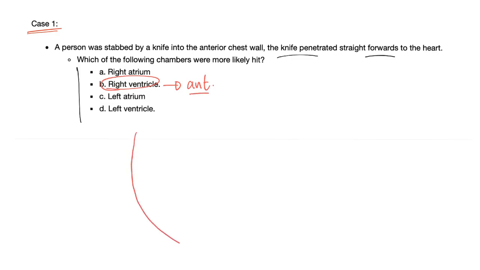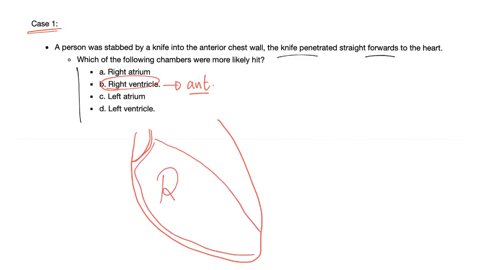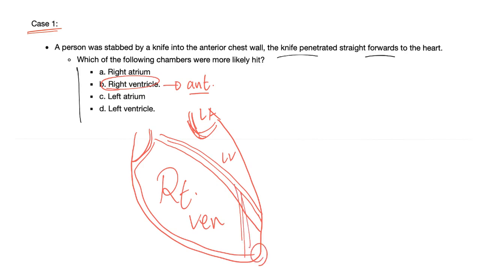If we draw the heart like this, beautiful heart. Here is the right atrium, very tiny if you're talking about the anterior surface. And then the right ventricle is going to be like this. The majority of the anterior surface is made of the right ventricle. Then we'll have something tiny above called the left atrium. And here is the left ventricle, and it's even smaller if you're talking about the anterior side. This is not a very good drawing because the apex is made of the left ventricle, so it's kind of like this. Still, the right ventricle constitutes the majority of the anterior surface of the heart.